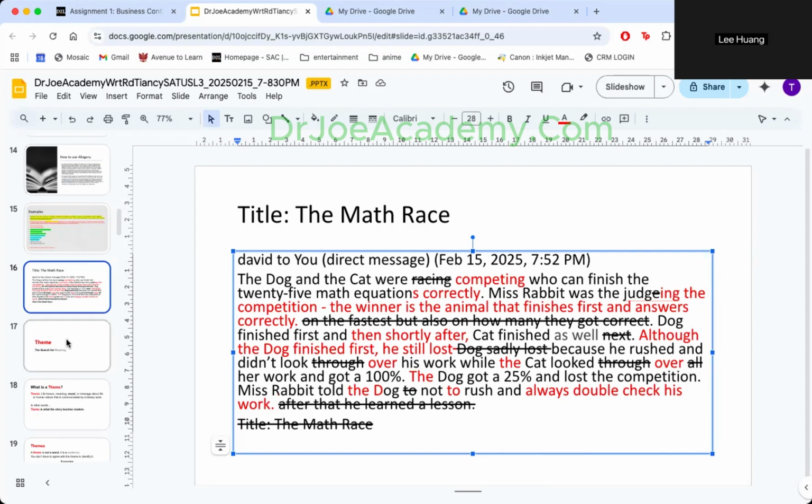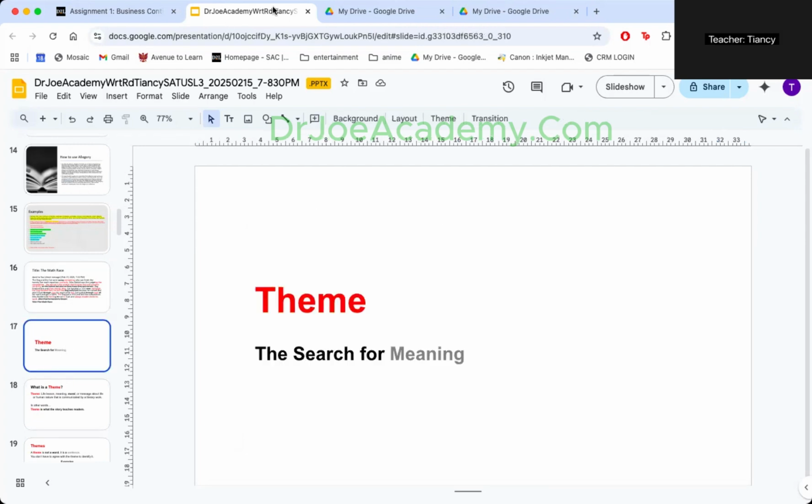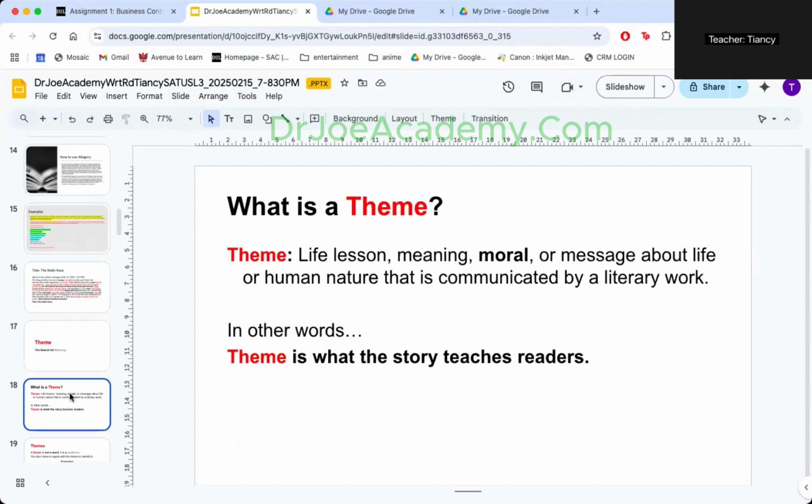So that's another way. So now we're going to talk about the theme, which is a variation of allegory, but it's more the main idea and the search for the meaning of the story or fable. So search for meaning. What does it mean? Theme. A theme is a life lesson, meaning, moral, or message about life or human nature that is communicated by a literary work. So what is that basically? What's another word for theme?